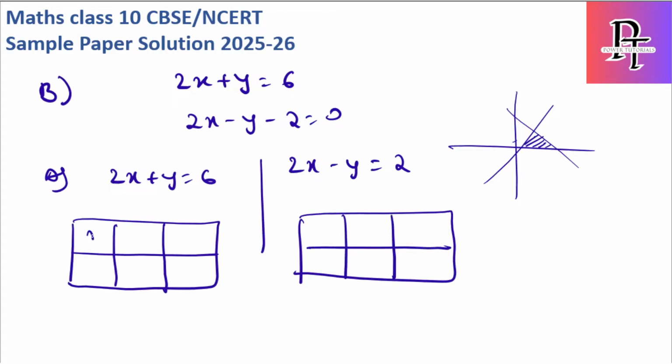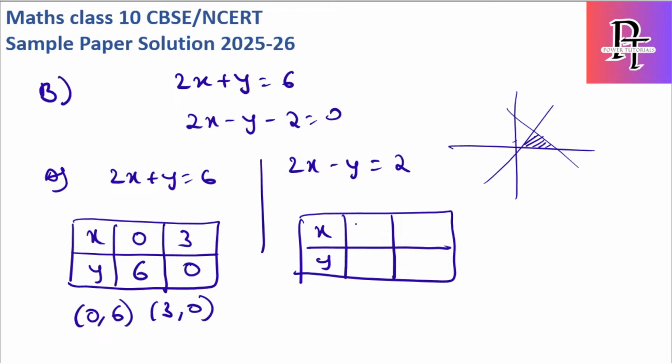So which is x and y, x and y. Keep x as 0, get the y value. If I keep x as 0 here, y is equal to 6. In the same way, keep y as 0, then 2x is equal to 6, so the x value is 3. So I got 2 points, x comma y: 0 comma 6 and 3 comma 0.